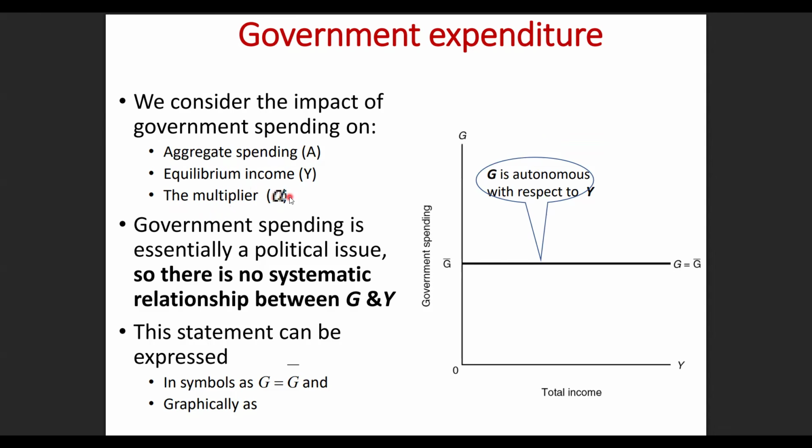Government spending is essentially a political issue, so there is no systematic relationship between government expenditure and income, right? So now they're telling us that government expenditure is a political issue. So there is no relationship between government expenditure and income, meaning that government expenditure is independent of what? Of income, right? So if you see independent of income, dependent on income, just think of autonomous and induced.